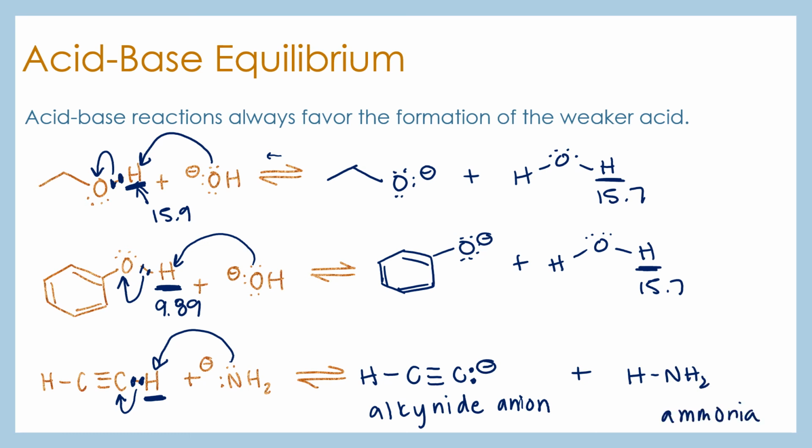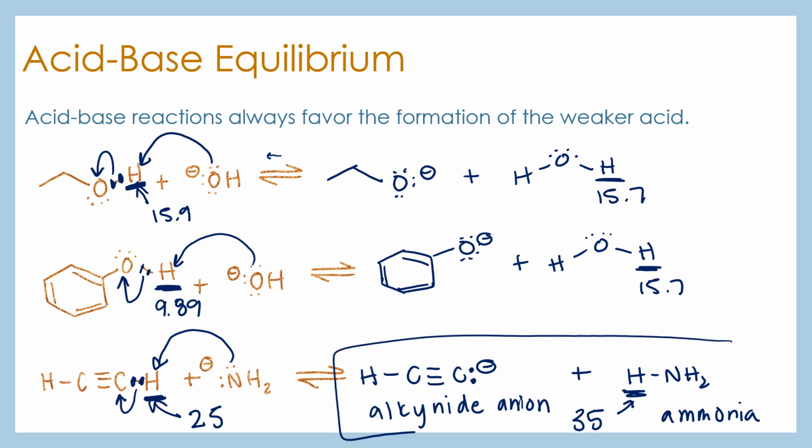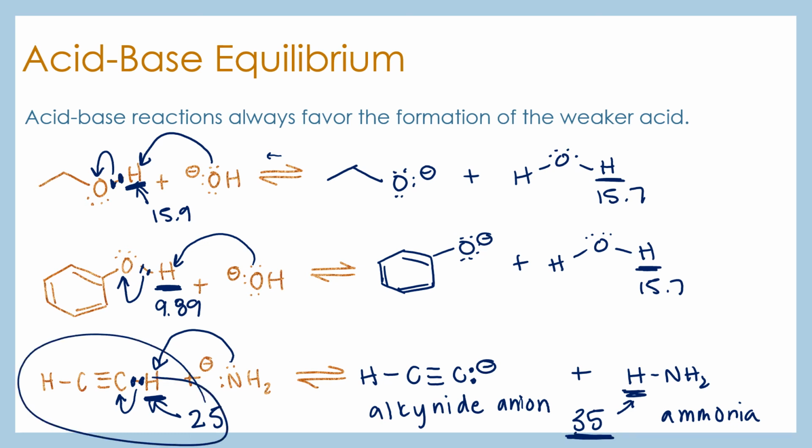So the question is, which side of the equilibrium is favored? Well, the pKa of the alkyne proton is around 25. The pKa of the proton on ammonia is about 35 to 38. So let's just go with 35. So, which side is favored? Well, in this case, again, the products are going to be favored because we've made a weaker acid that is 10 to the 10th weaker than this acid.